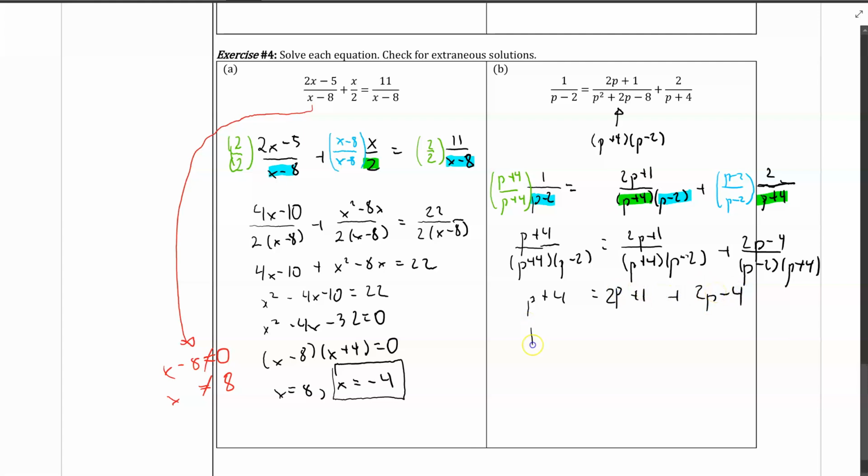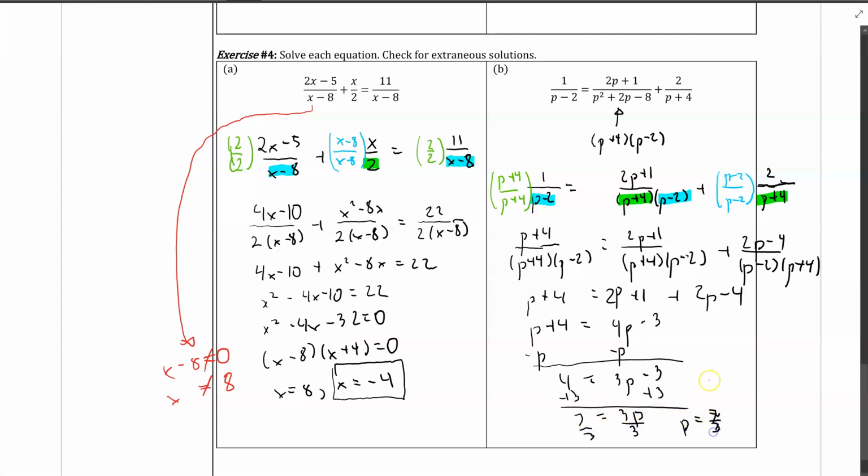Combining like terms gives us p plus 4 equals 4p minus 3. And then we'll subtract p from both sides, giving us 4 equals 3p minus 3. And then add 3 to both sides, which gives us 7 equals 3p. And then divide both sides by 3, which gives us p equals 7 over 3. And while it does look weird, there is nothing wrong with a fractional answer.